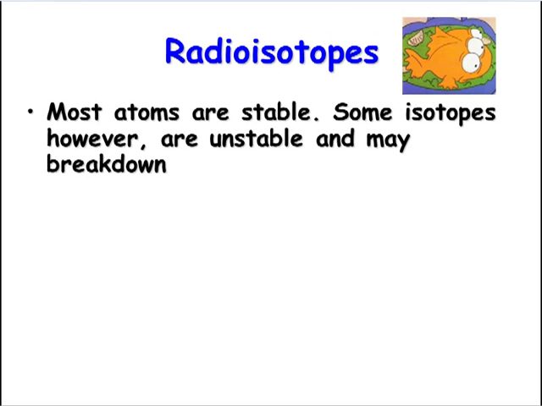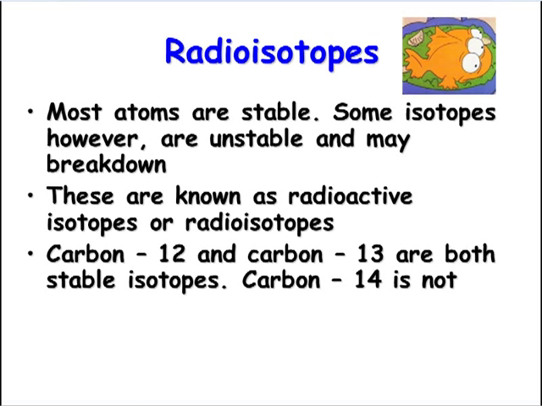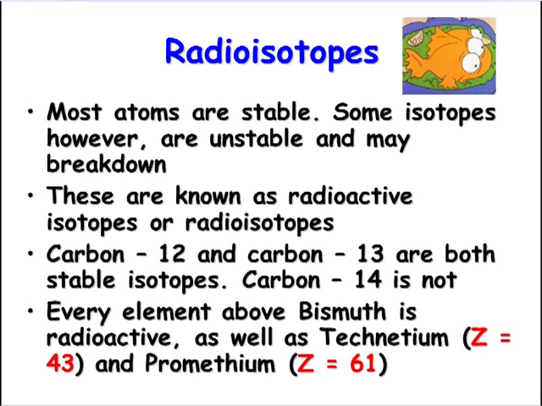Now, radioisotopes. The name would probably suggest what's happening here, but most atoms are stable. Some isotopes are unstable, and we call them radioisotopes, because they are radioactive isotopes. So for example, we've got carbon-12, carbon-13. They're both stable isotopes. Carbon-14, however, is not. And in general, when we look at the periodic table, everything that's above bismuth is radioactive, as well as two others. We've got technetium and promethium.